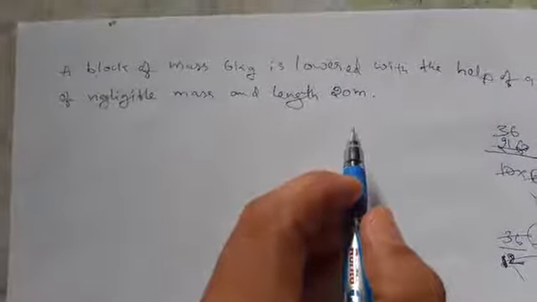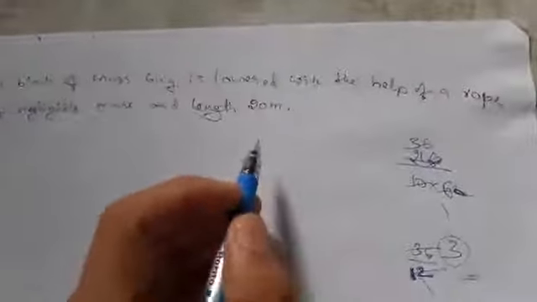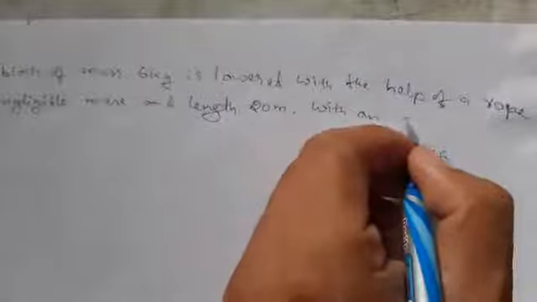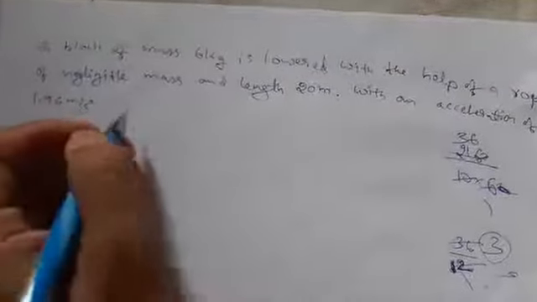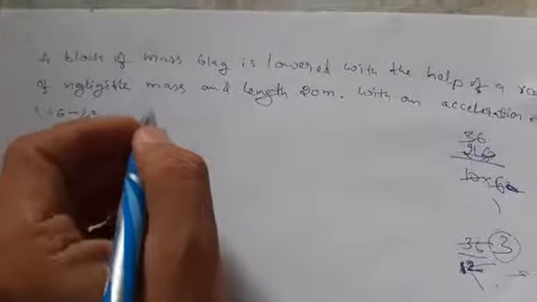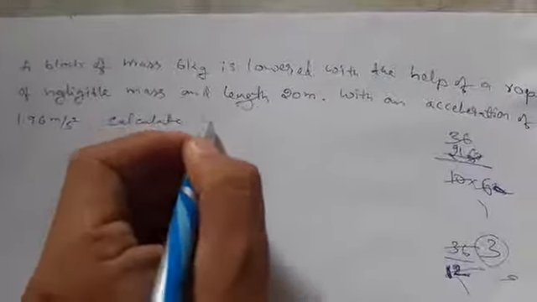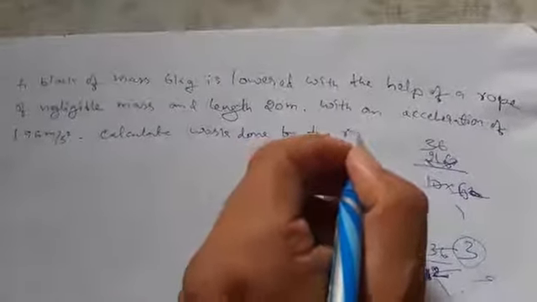Length 20 meters. With an acceleration of 1.96 meter per second square. Calculate work done by the rope.